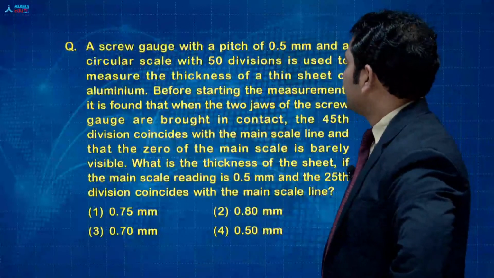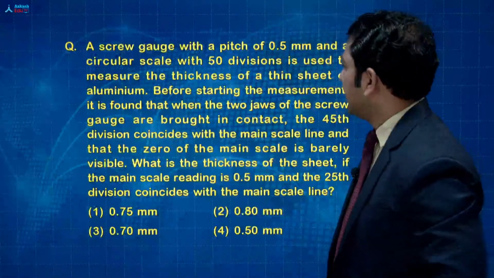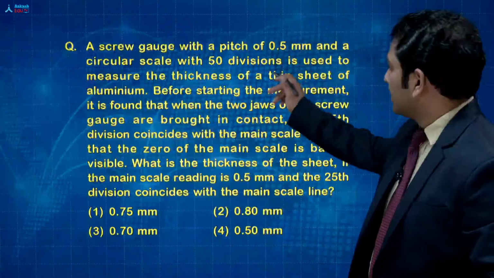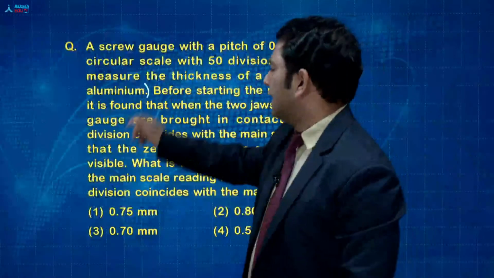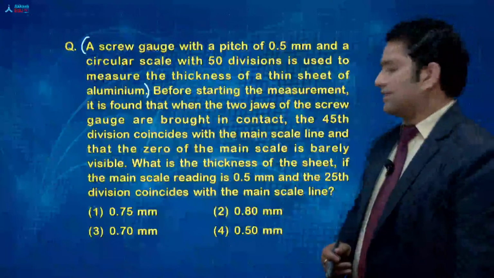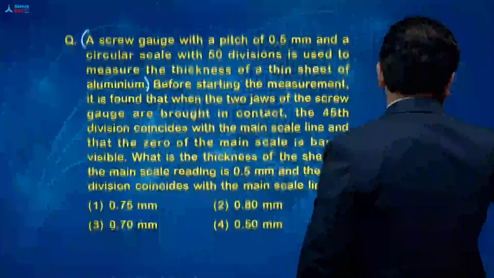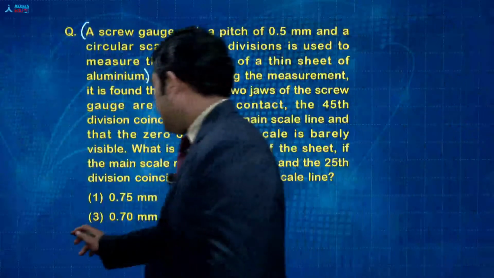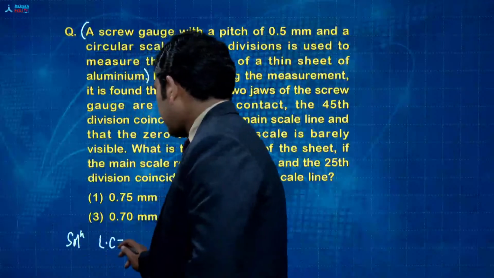A screw gauge with a pitch of 0.5 millimeter and a circular scale with 50 divisions is used to measure the thickness of a thin sheet of aluminium. That's perfectly fine. यानी on the basis of the first line, we can calculate the least count. Okay, थोड़ा सा I want to manage my space. All right, now let's see. Solution. The least count, that is going to be.